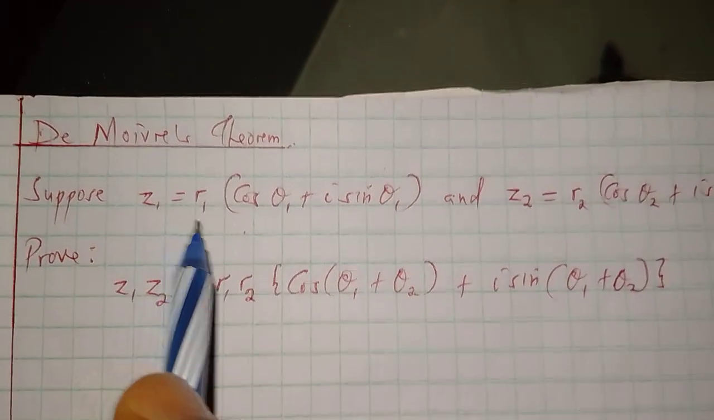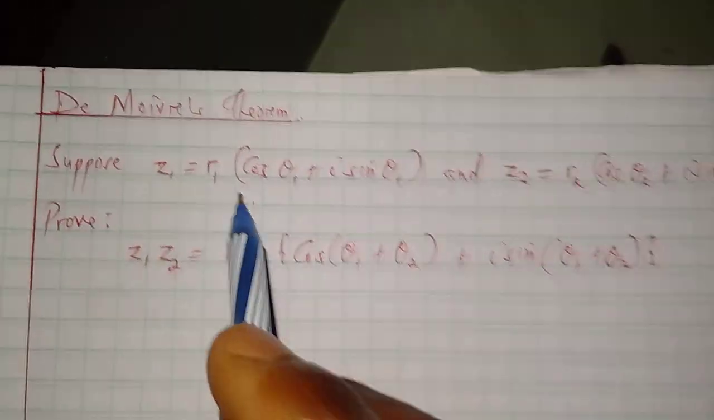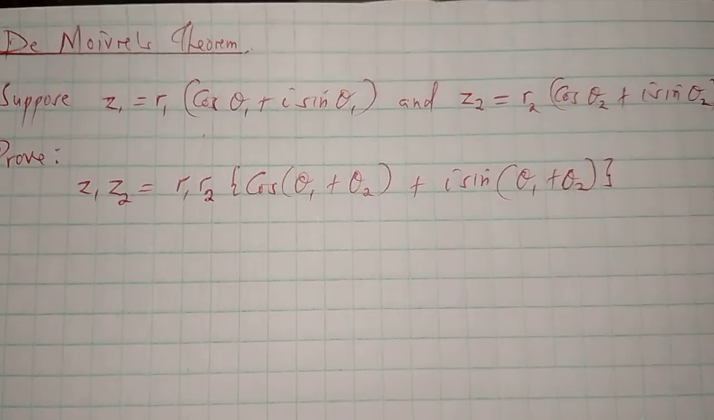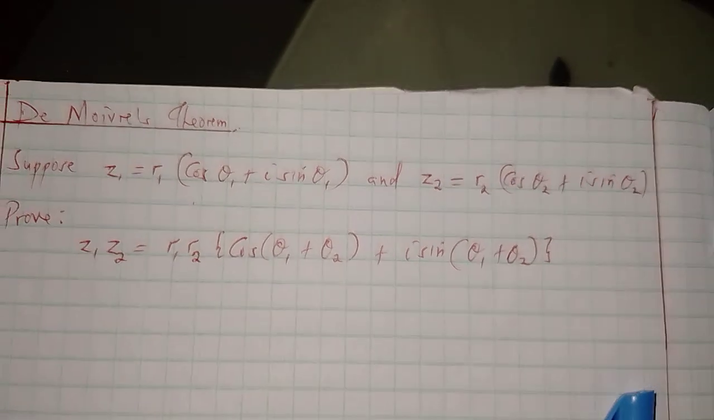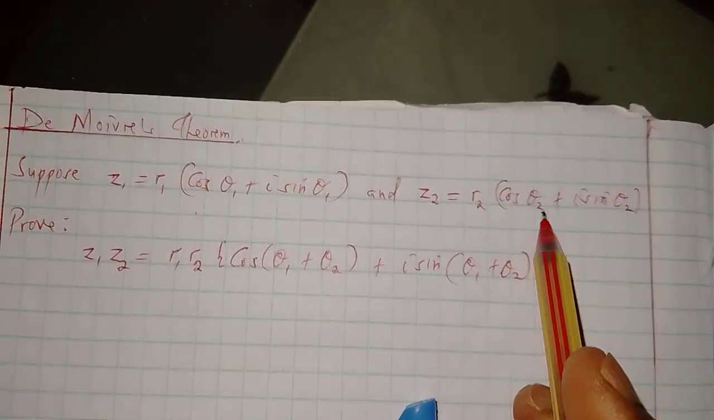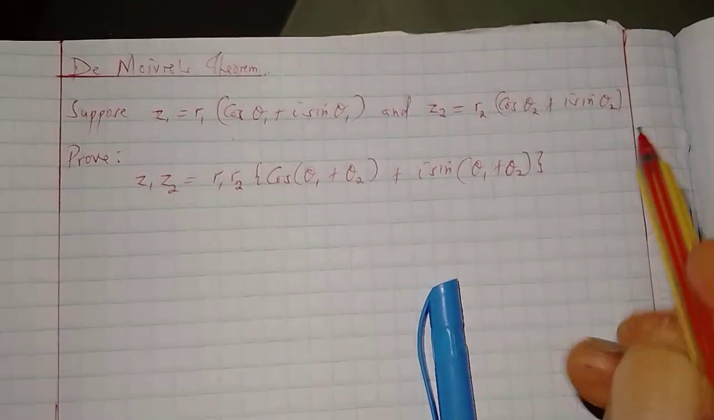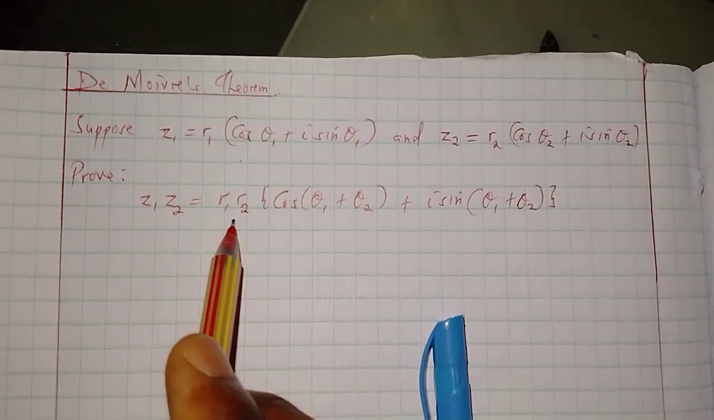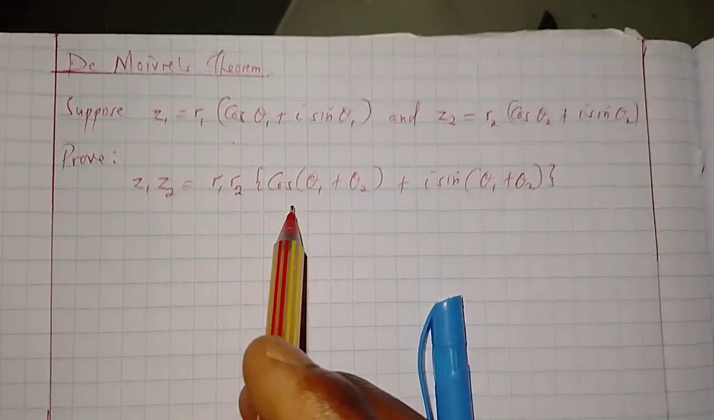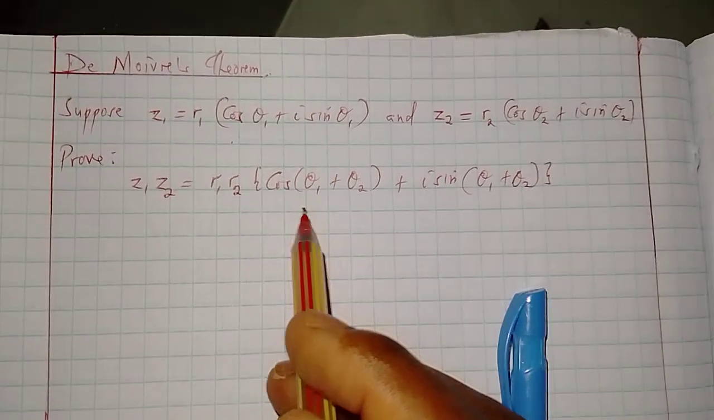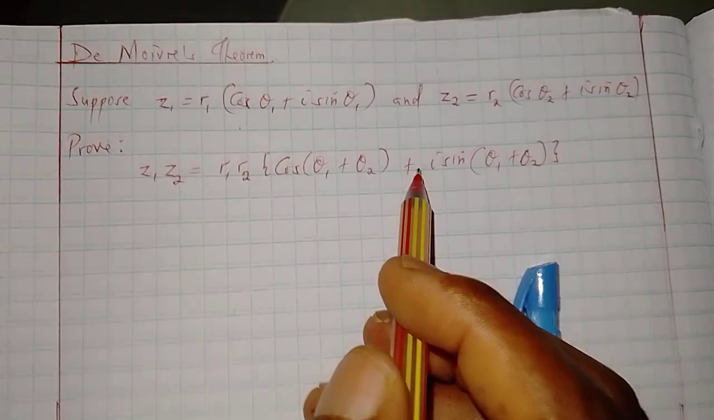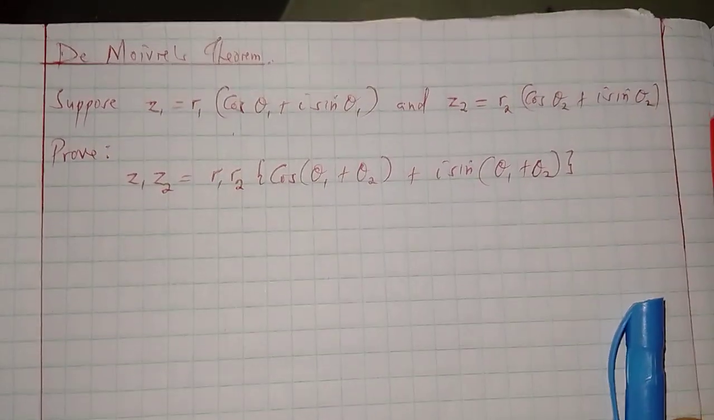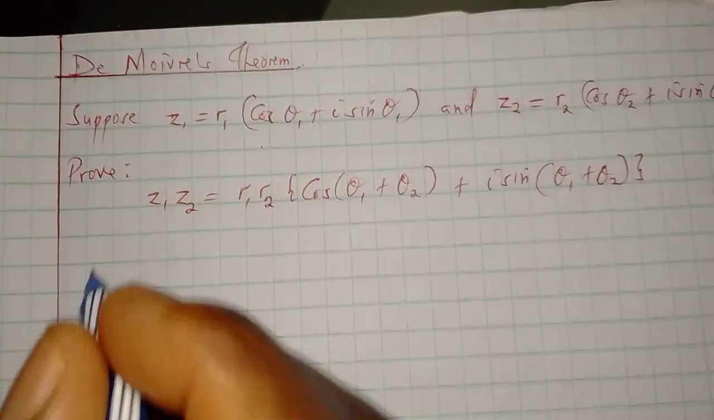Suppose z1 is equal to r1 in brackets cos theta1 plus i sin theta1, and z2 is equal to r2 in brackets cos theta2 plus i sin theta2. Prove z1 z2 is equal to r1 r2 in larger brackets cos in brackets theta1 plus theta2 plus i sin in brackets theta1 plus theta2. Solution.